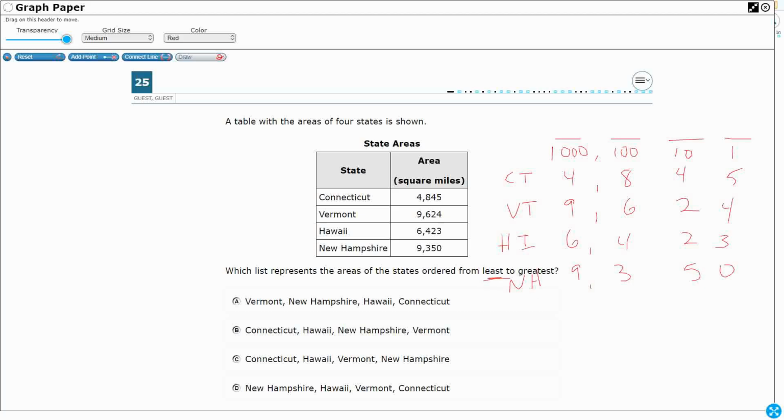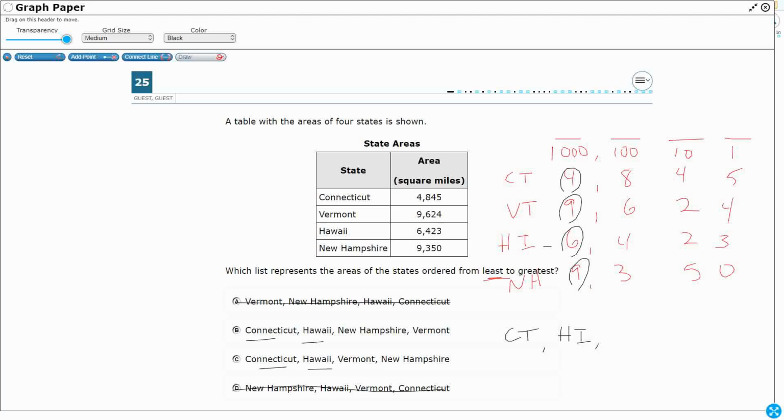All right, so we're looking for least to greatest. So when we do that, we always look at the biggest place value first, right? So look at our biggest place value, and I'm looking at my 4, my 9, my 6, and my 9. And I can already tell you my first two answers. My least number there is 4, so Connecticut is going to be first. And my second is going to be Hawaii. So look, Connecticut, Hawaii, which means D's out and A is out automatically.